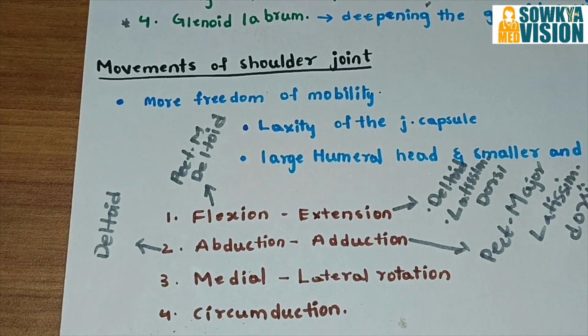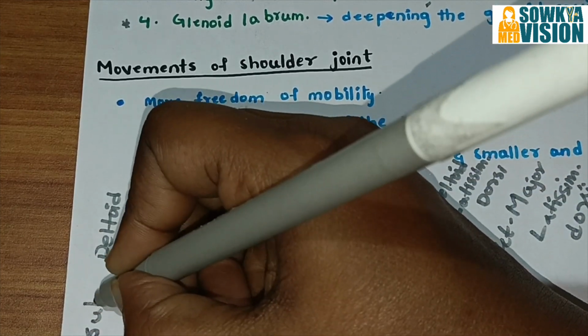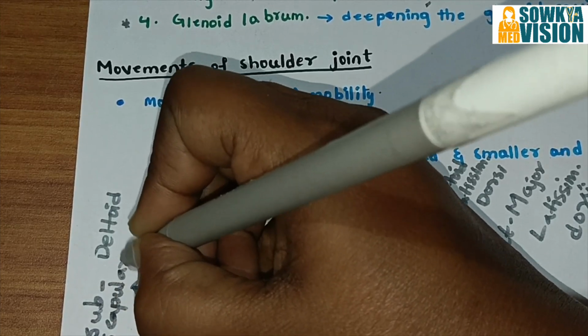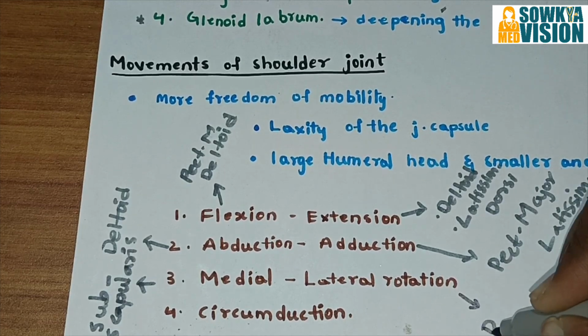Now, what is the muscle involved in the medial rotation? The muscle involved is subscapularis. What is the muscle involved in the lateral rotation? Once again, deltoid muscle.